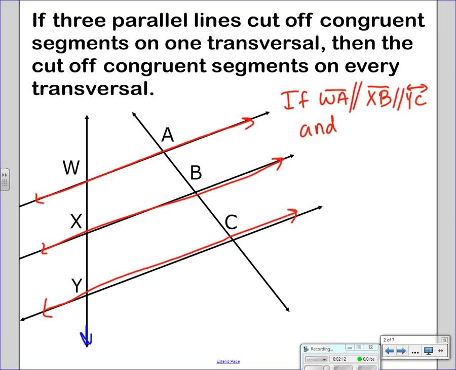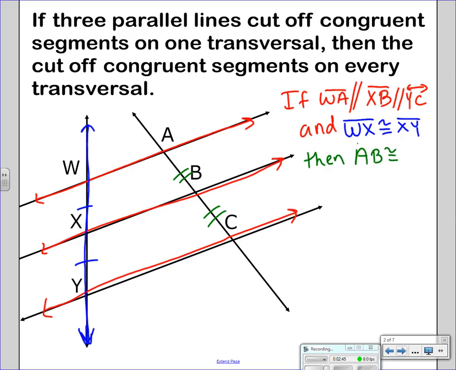Let's say WY is our transversal. We could have made the other one our transversal, but we cut off congruent segments. So I know WX is congruent to XY. Then no matter how many other transversals I draw, I can say that AB is congruent to BC. We're going to be using this in a lot of different algebra problems.